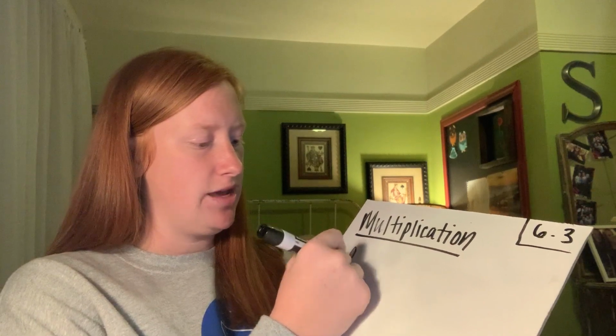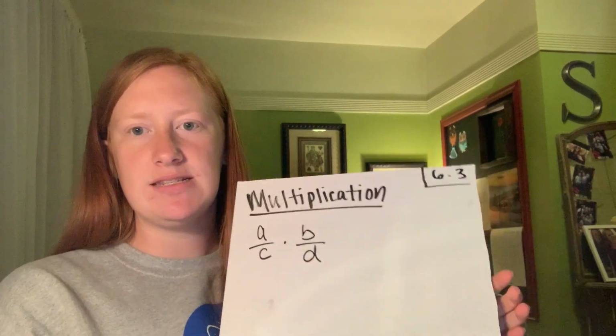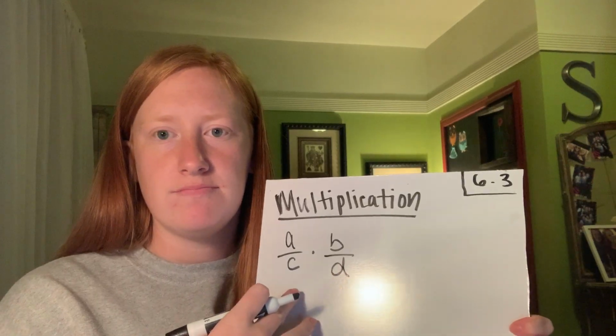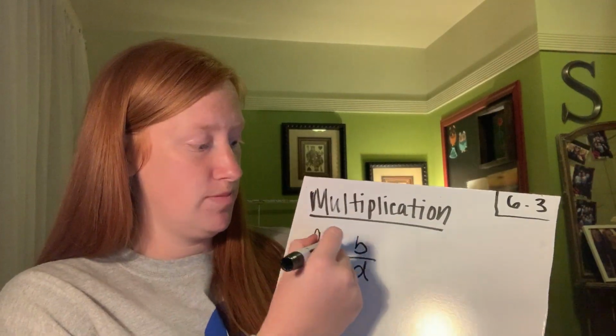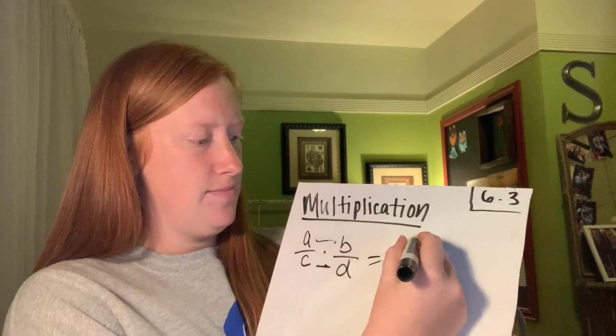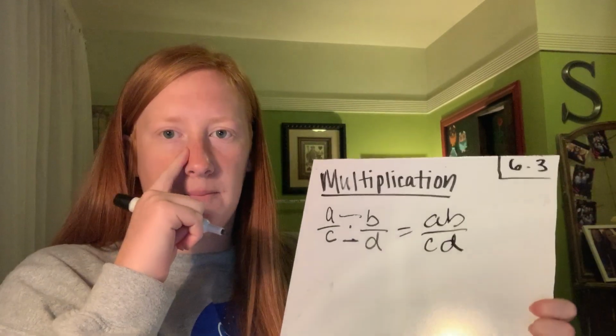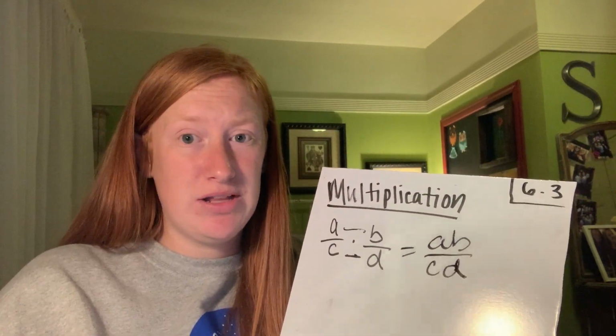Easy peasy, we can do it with letters first. So it's just going to be A over C times B over D. If you're given this, it's pretty straightforward. You multiply A and B and then C and D. So your final answer will be AB over CD. And that's pretty much it for regular fractions.